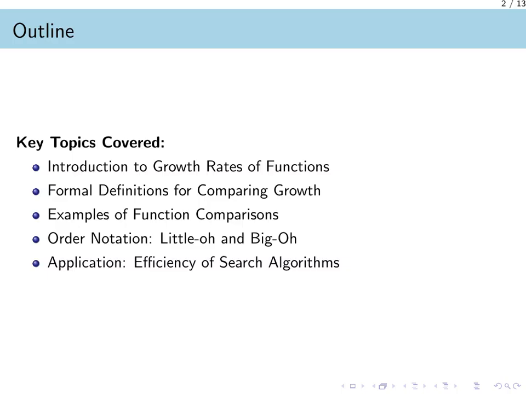From there, I will introduce the formal mathematical definitions that allow us to make these comparisons rigorous and precise. To make these abstract ideas clear, we will then work through several key examples, directly comparing familiar functions such as logarithms, polynomials, and exponentials to see how they stack up against one another. Finally, we will learn a powerful and widely used system called order notation, specifically the concepts of little o and big O, which provides a standard language for describing these important relationships. This framework is essential in many fields, especially for analyzing algorithm efficiency in computer science.